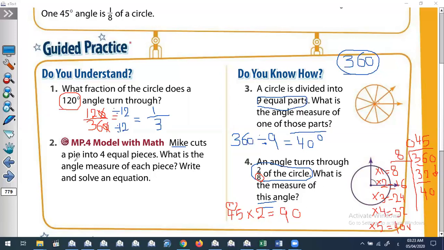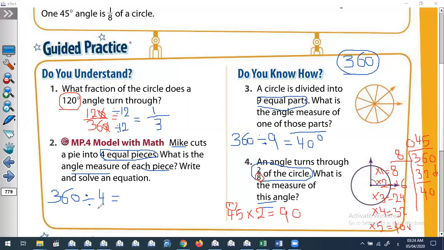Mike cuts a pie into 4 equal pieces. What is the angle measure? Here I need to find the angle measure of each piece. So I will divide 360, because it's a circle, divided by 4 because we have 4 equal parts or 4 equal pieces.